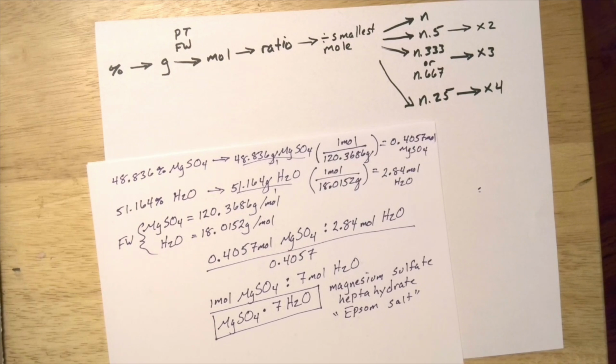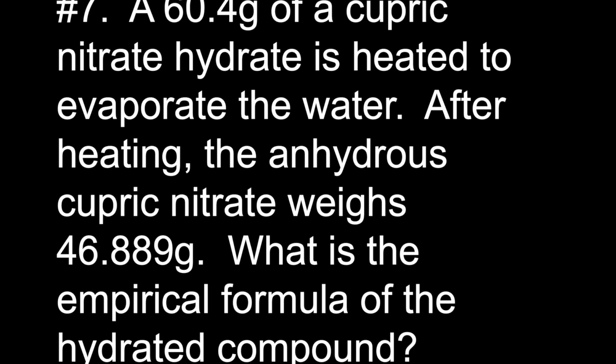Number 7, 60.4 grams of a cupric nitrate hydrate is heated to evaporate the water. After heating, the anhydrous cupric nitrate weighs 46.889 grams. What is the empirical formula of the hydrated compound? Now, a couple things about this is that it's a cupric nitrate hydrate. In other words, you don't know how many waters you have here.